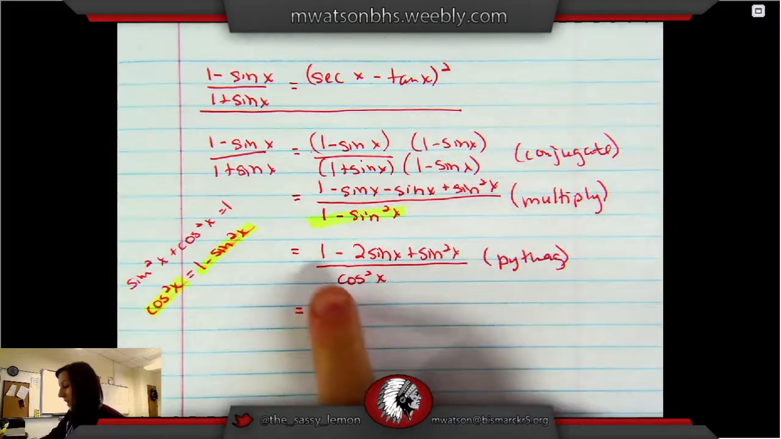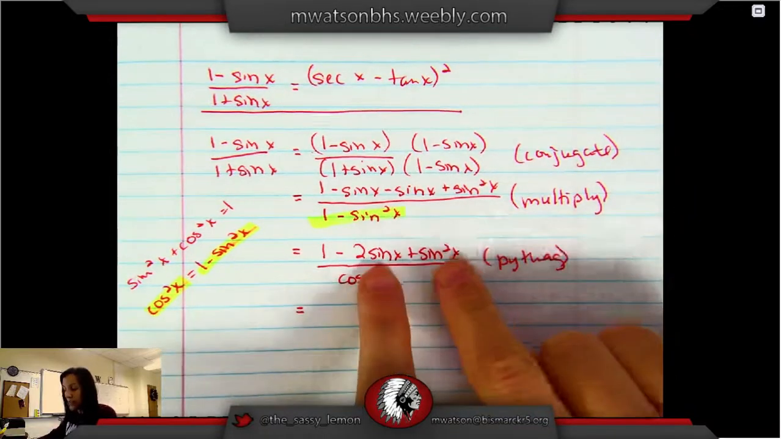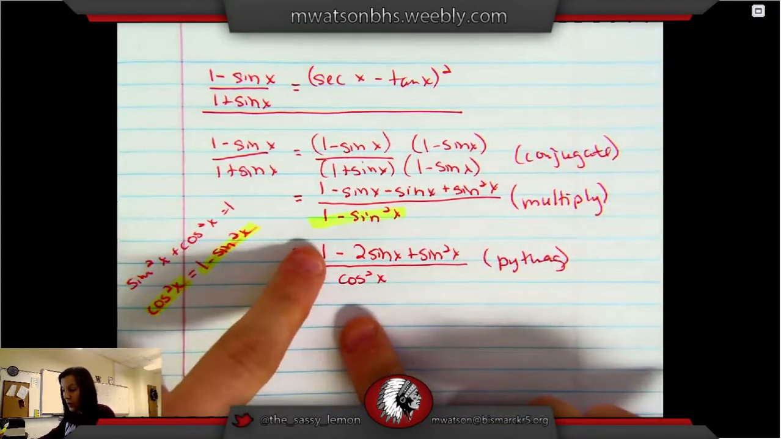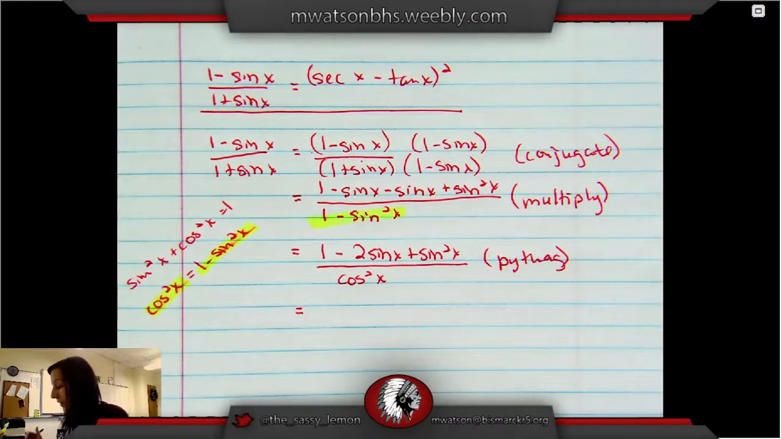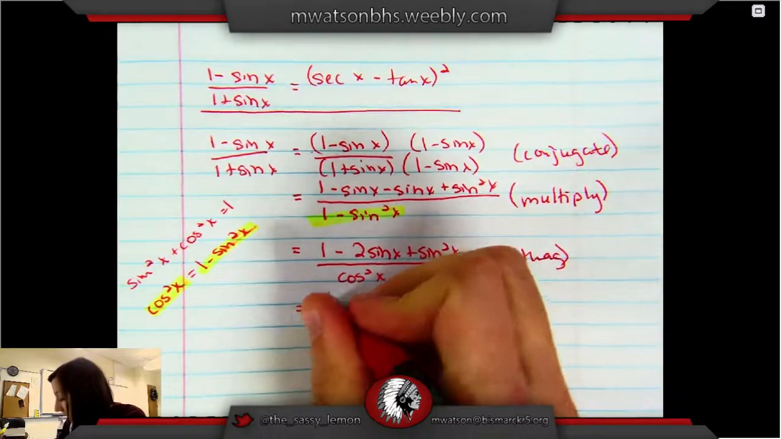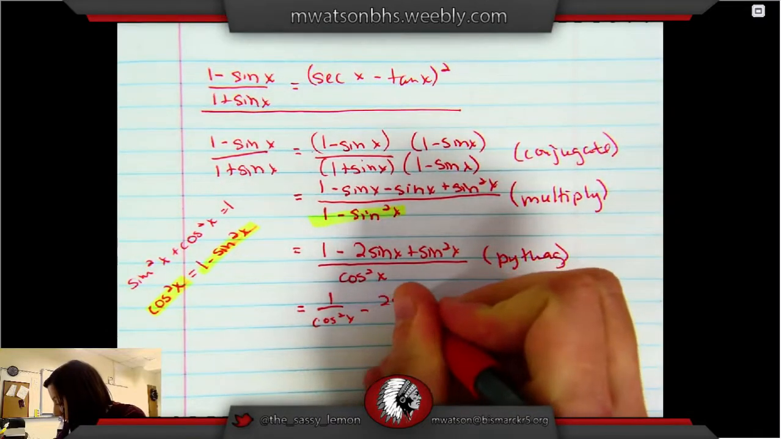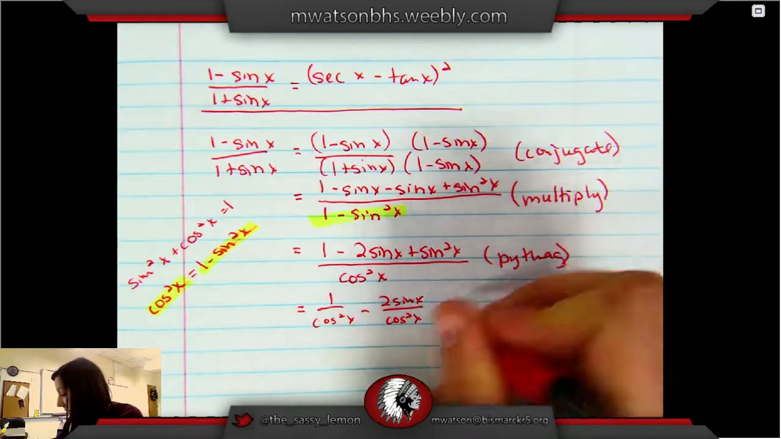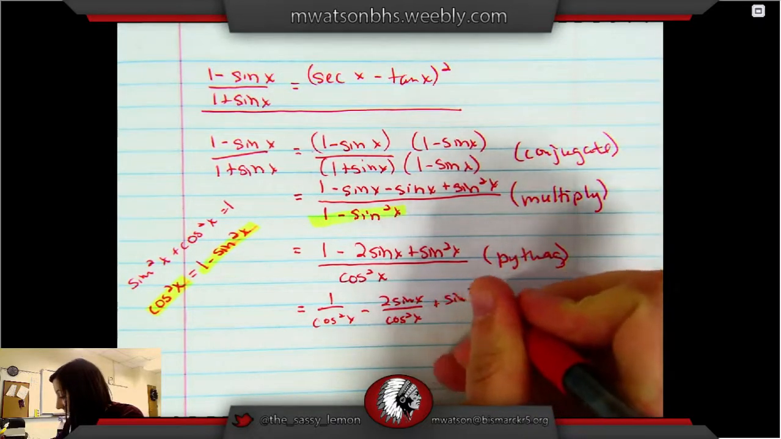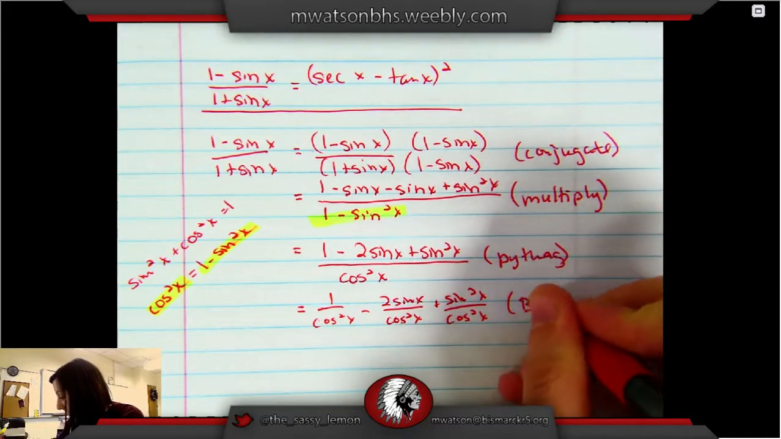If you see 3 parts on top and you've got a big fraction, and you just notice that sine over cosine could become a tangent, and 1 over cosine could become a secant, well then that's a step in possibly the right direction. So now we have 1 over cosine squared x minus 2 sine x over cosine squared x plus sine squared x over cosine squared x. And that's going to be just break apart.